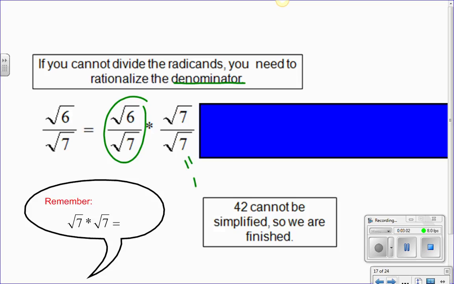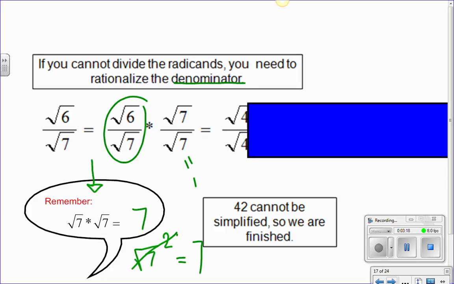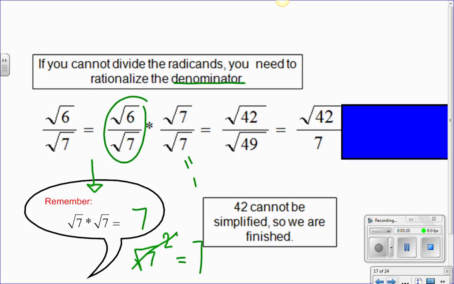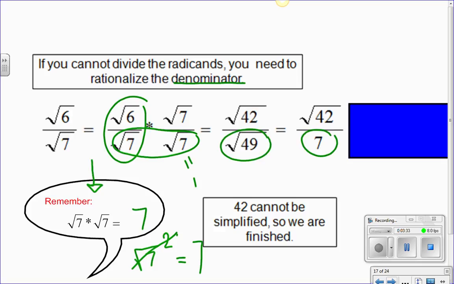Okay, so remember the square root of 7 times the square root of 7 here is equal to 7, because the square root of 7 squared is equal to 7 because the square root and the square cancel. Okay, so we know in our denominator we're going to get 7. By the way, another way to think of that is we've got the square root of 7 times the square root of 7. We can multiply those numbers within the square root and we get the square root of 49. And we know that is 7. That's another way to think about it.